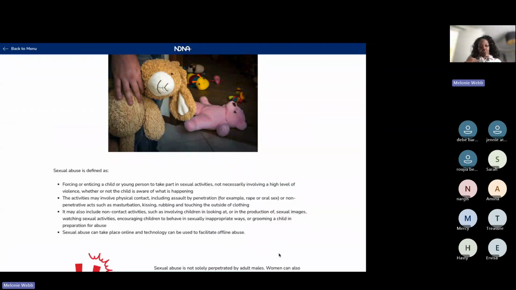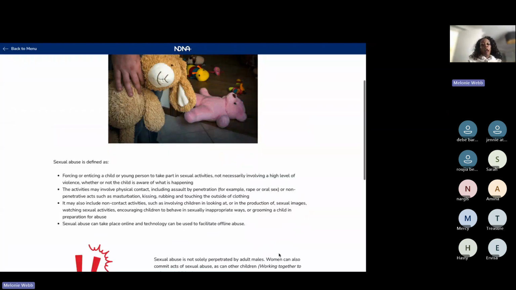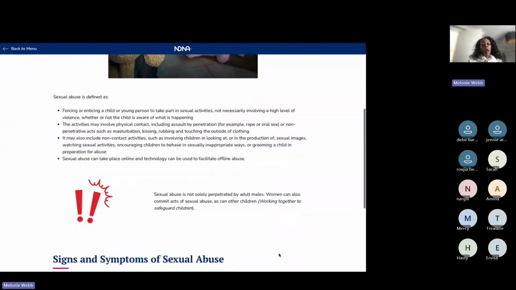It may also include non-contact activities such as children looking at or in the production of sexual images, watching sexual activities, encouraging children to behave in sexually inappropriate ways, or grooming a child in preparation for abuse. Sexual abuse can take place online, and technology can be used to facilitate offline abuse.